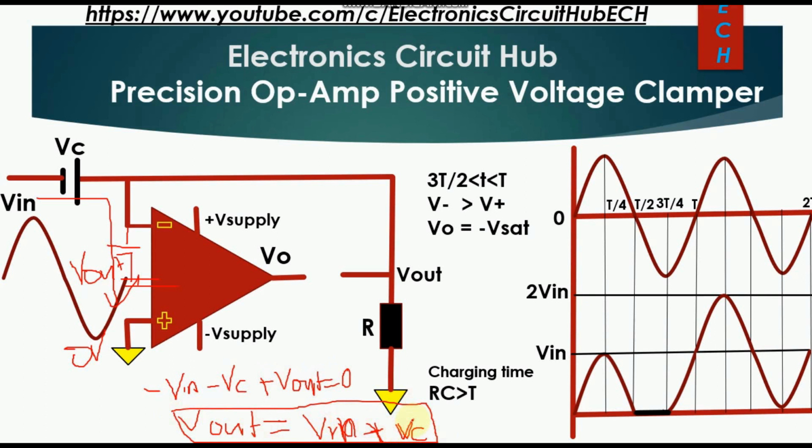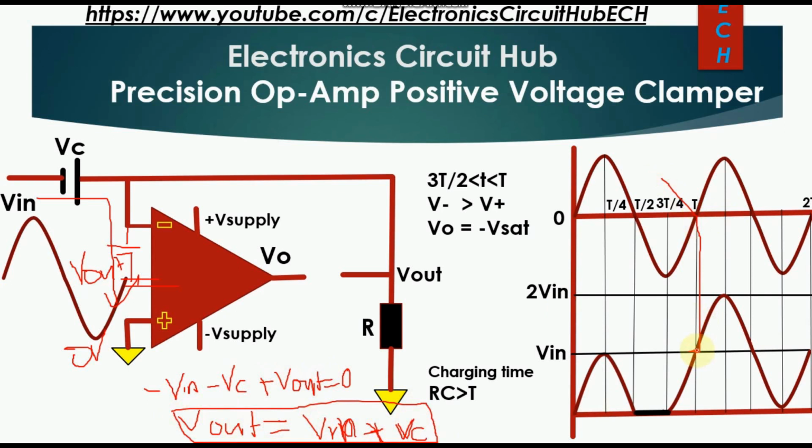So let us see at time t equals to 0. At time t equals to 0, your input signal is 0 volt. So your V in is 0 volt, in that case your V out would be Vc. So you will get Vc here. And what is Vc? Vc is charged up to V in. So you will get Vc here.